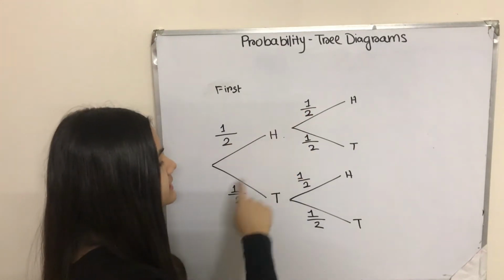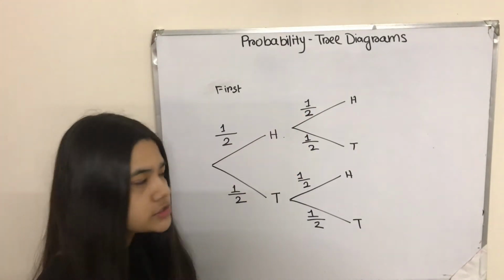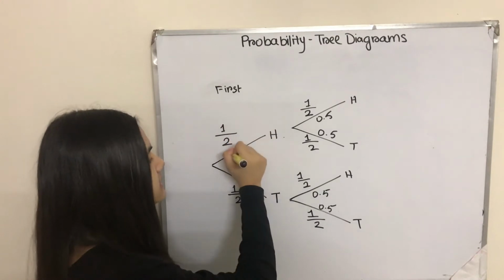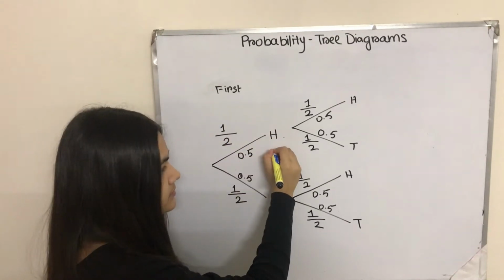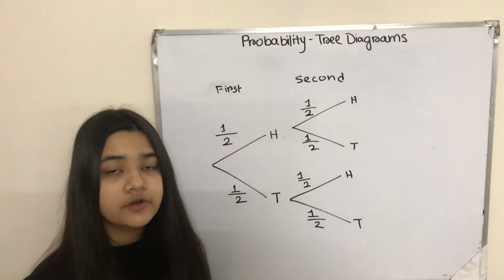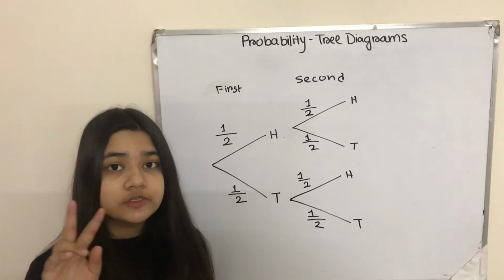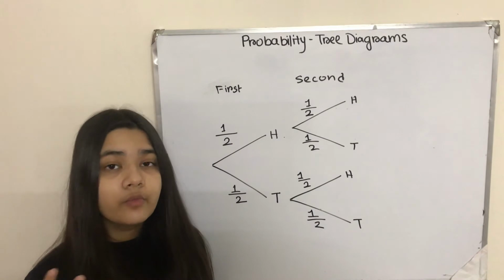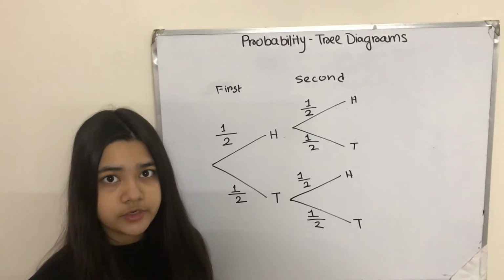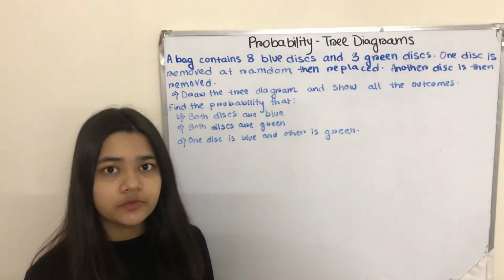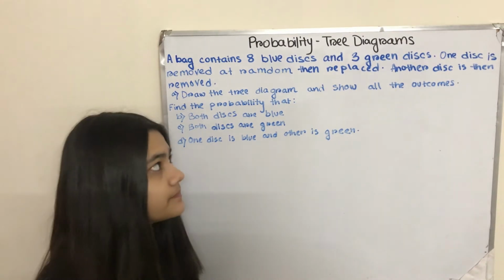These probabilities can be written in decimal also. It can be either written in fraction or written in decimal. This is the tree diagram for tossing a coin 2 times. A tree diagram can be of 2 types, with replacement or without replacement. This is the first question, so let's try to solve it.